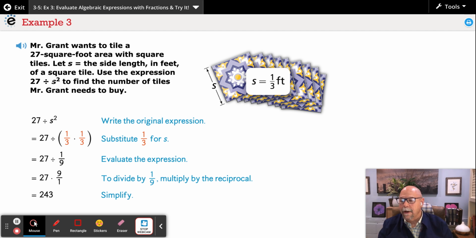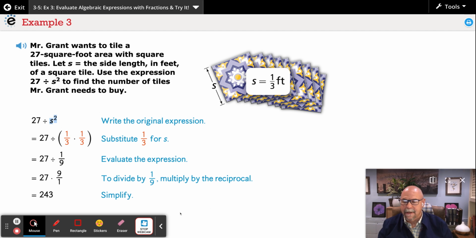All right, so when they squared this, the s squared, they took the side of the tile, right, because s is the side length right here, and they multiplied it by the other side length. These are squares, so each side length is the same. So s squared will give you the area. So if you take the area of the whole floor he wants to tile and you divide it by the area of each tile, the answer will be how many tiles you need to tile the whole floor, right?